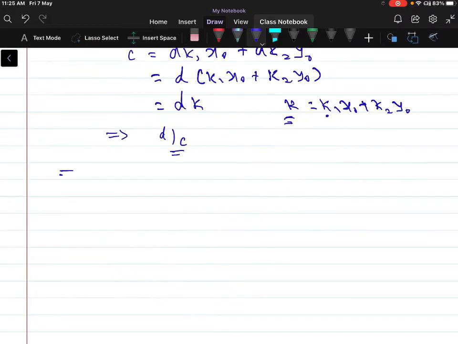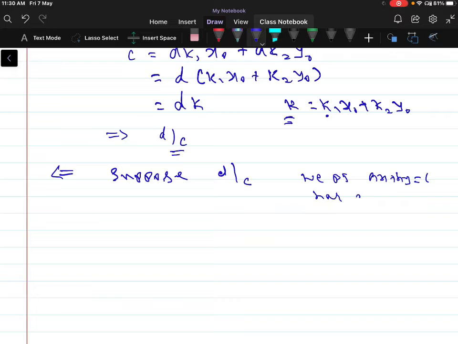Let us take the converse part. Suppose d divides c, then we prove that the Diophantine equation ax plus by is equal to c has a solution. Now if d divides c, this implies c can be written as d into t. Let us call it equation number 3.